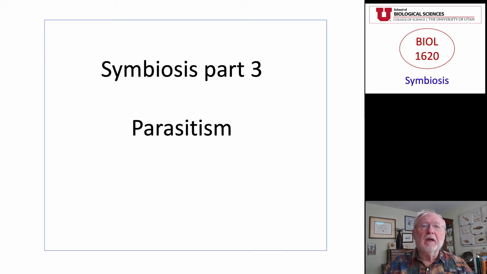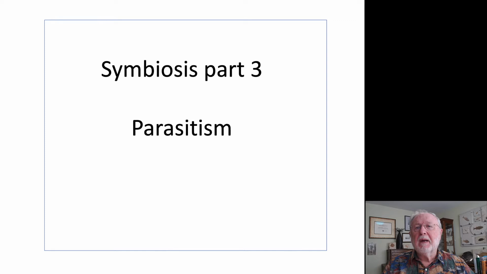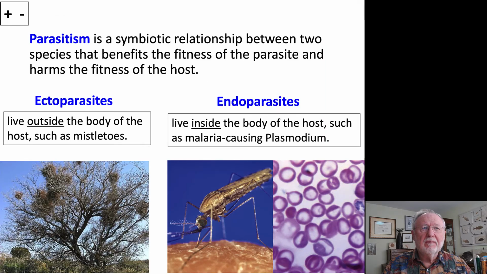Here in part 3, let's briefly talk about parasitism, another positive-negative relationship among organisms. We can divide parasitism into two categories: the ectoparasites, in which the parasitic organism is living outside of the body of its host, or endoparasitism, in which the parasitic organism is living inside of its host.